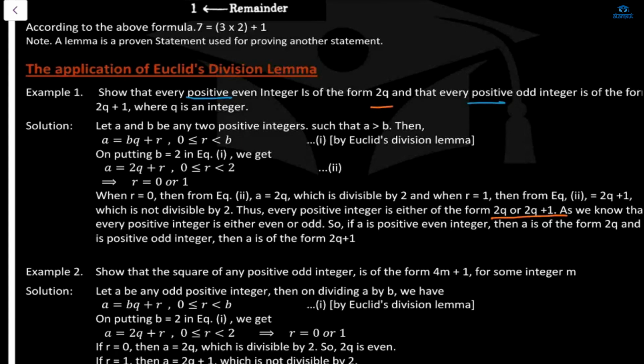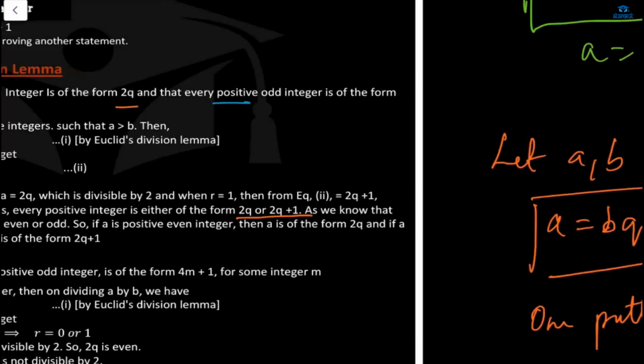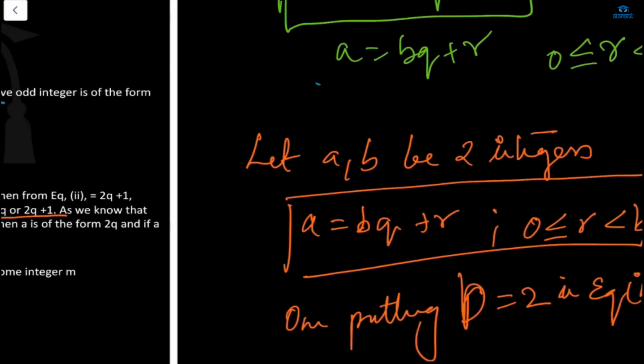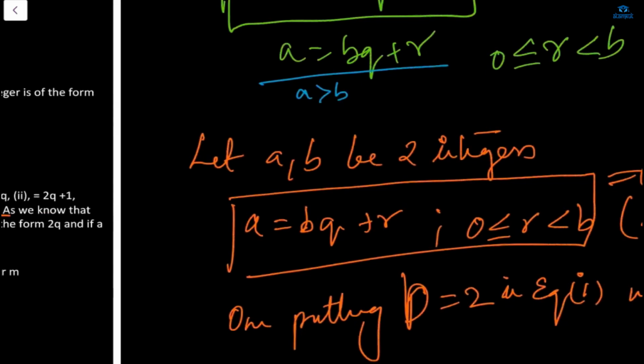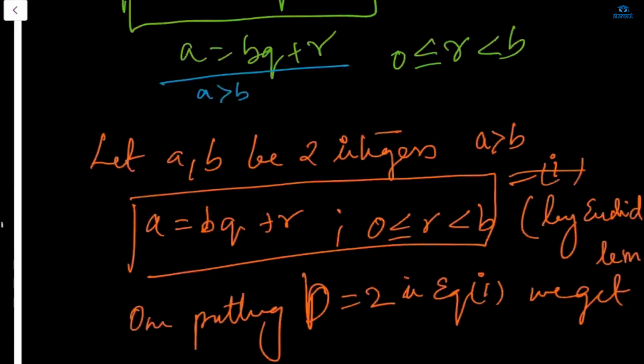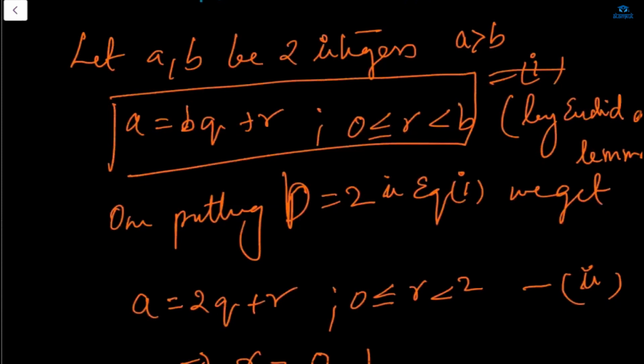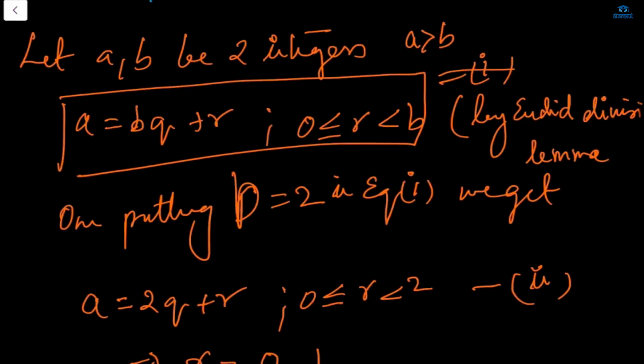Now, whenever we are applying Euclid's division lemma, a is greater than b. We are taking two integers a and b, where a is greater than b, so a will become the dividend. After applying Euclid's division lemma, we'll get a is equal to bq plus r. And what will be the value of r? The r value will be greater than or equal to 0, but it should be less than b.